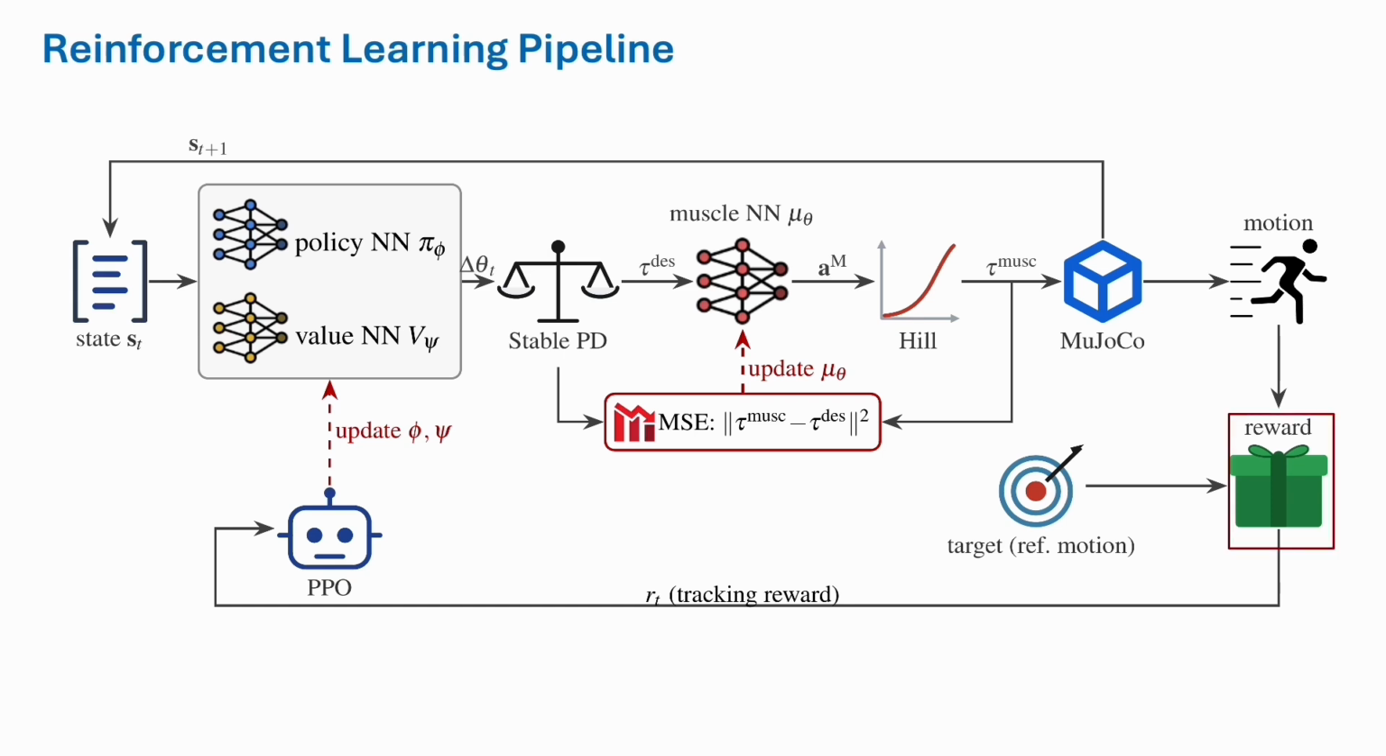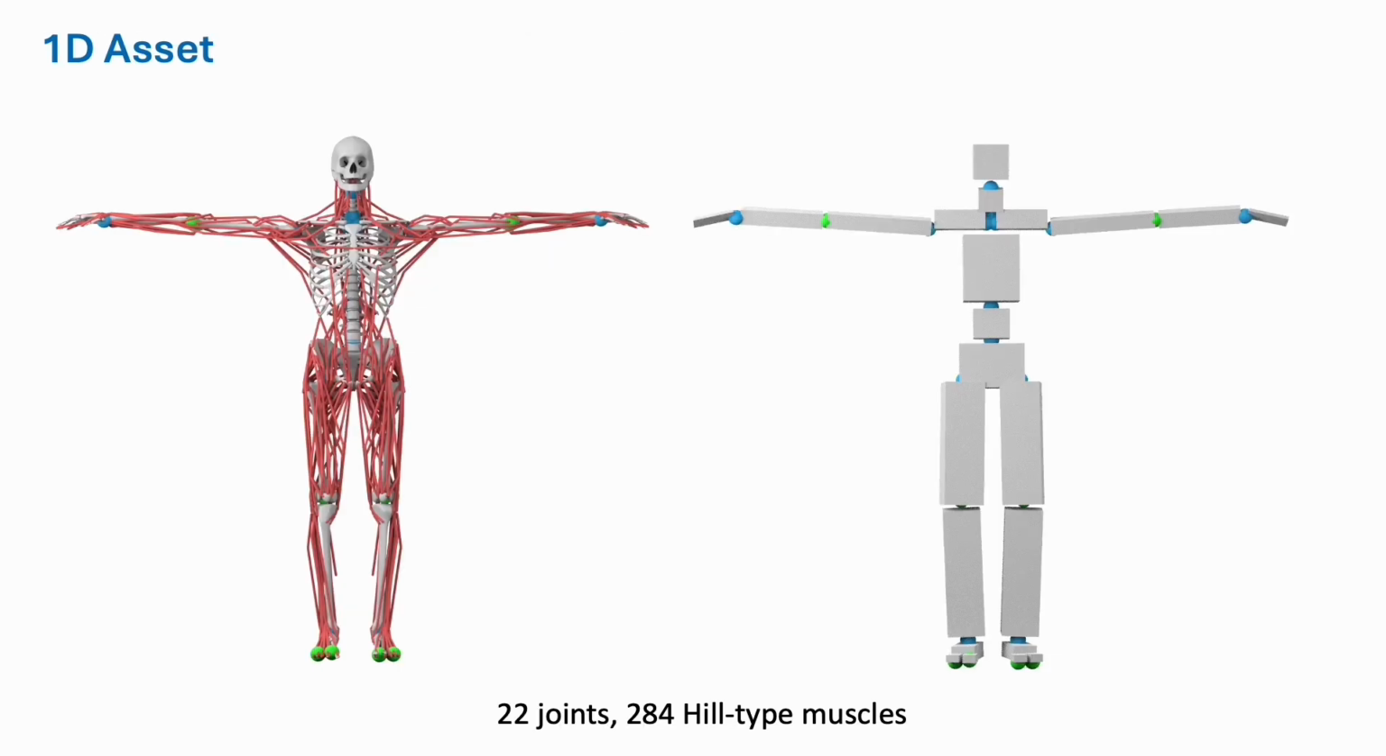Training is driven by a motion-mimicking reward, the discrepancy between the simulated motion and the reference motion target. The two networks are co-trained against it inside a single PPO loop, rather than learned sequentially. We also add an EMG prior to the muscle network loss, which steers the redundant activation solution toward measured human recruitment. The control stage runs on a lightweight one-dimensional asset, 22 joints, 50 degrees of freedom, and 284 Hill-type muscles. Each motion trains in under 2 hours.